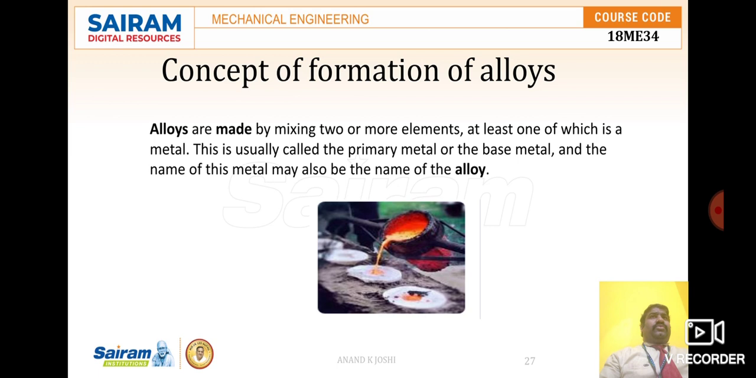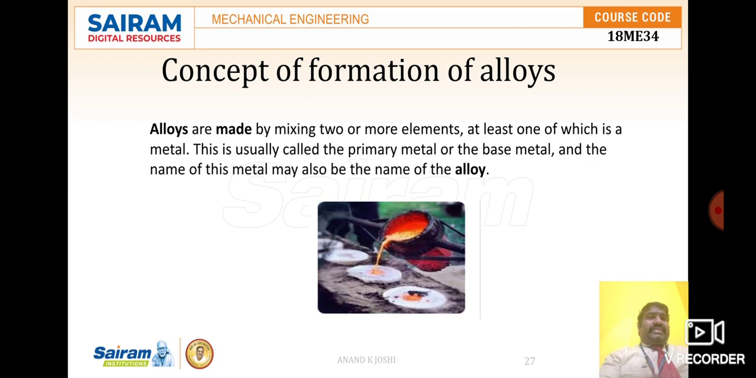Even duralumin, what is it? Aluminum plus copper. Okay, duralumin means copper and aluminum. Such combinations they will take and form the alloy. Okay, so these are different types of alloys.